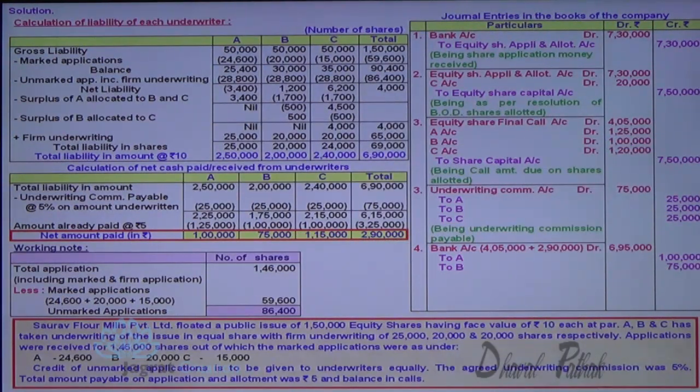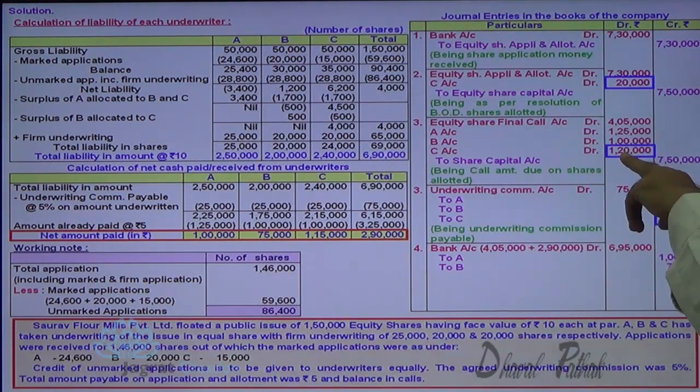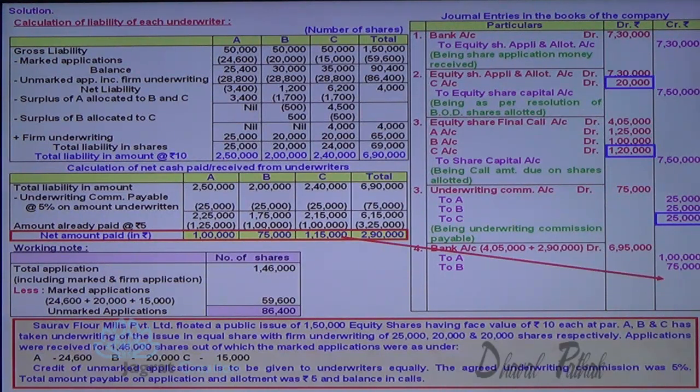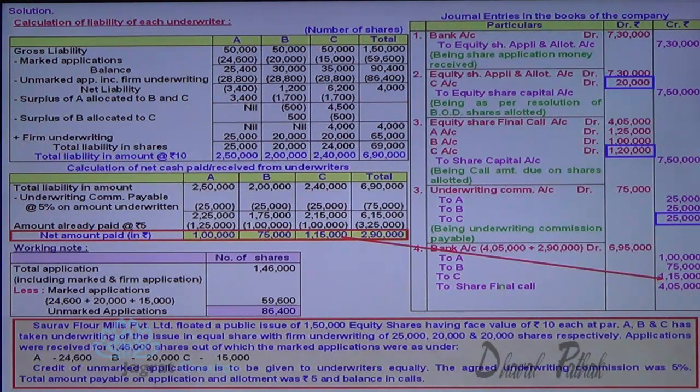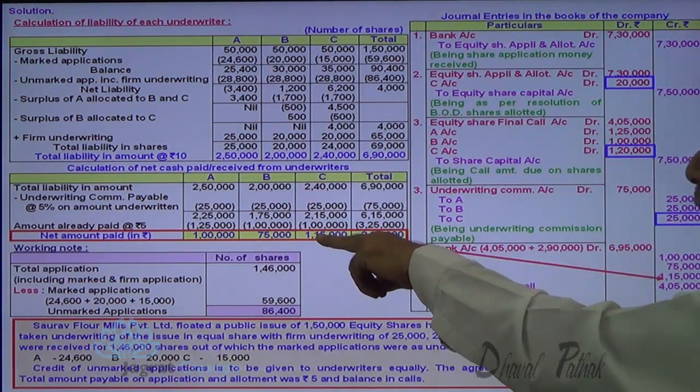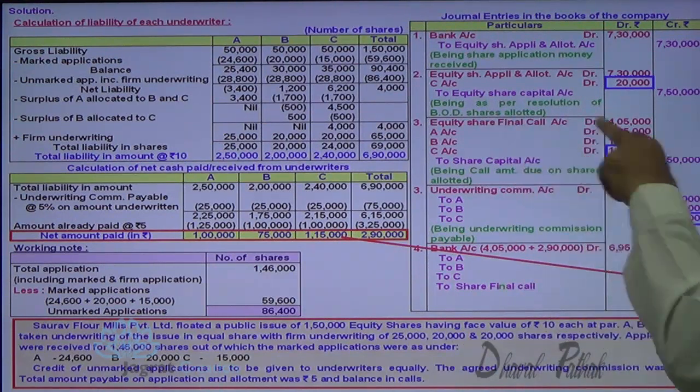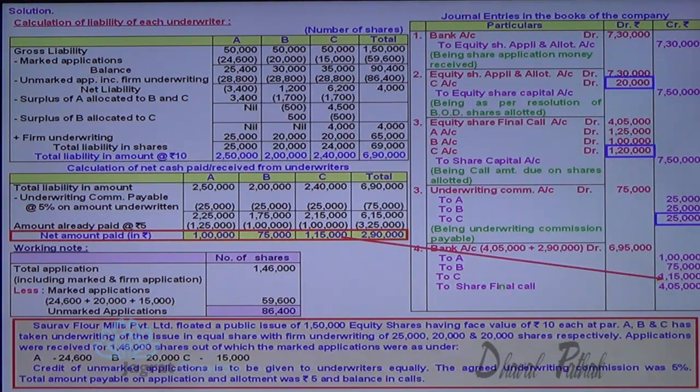And the amount to be recovered from C. How much? 1,20,000 plus 20,000, 1,40,000. 1,40,000 minus 25,000, so 1,05,000. And the remaining amount will be credited to equity share final call account, that is 4,05,000. So 20 plus 120, 140 minus 25, 1,15,000. That is already calculated, 1,15,000. And the share final call 4,05,000 is already received. This is how the amount is received on final call, being the net amount received at the instance of share final call.